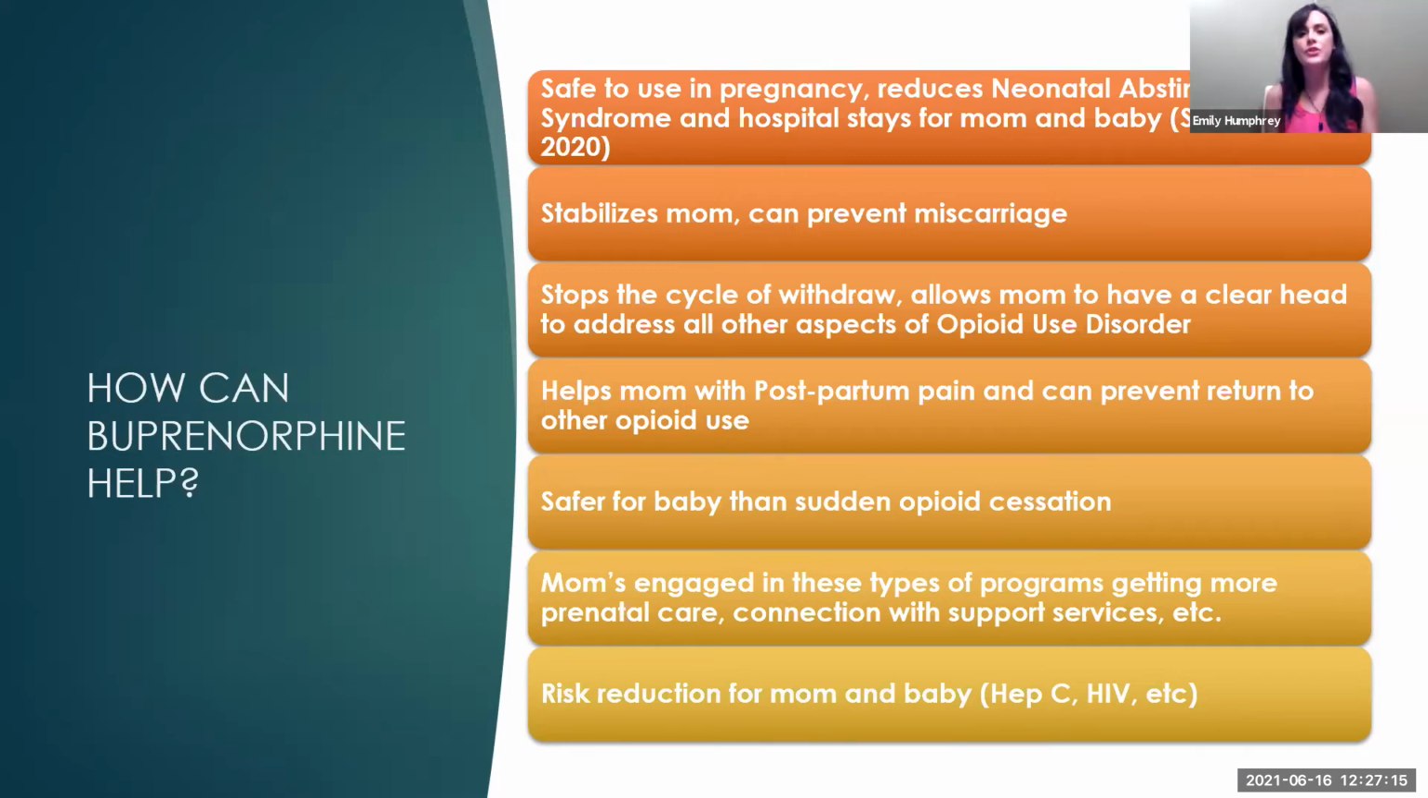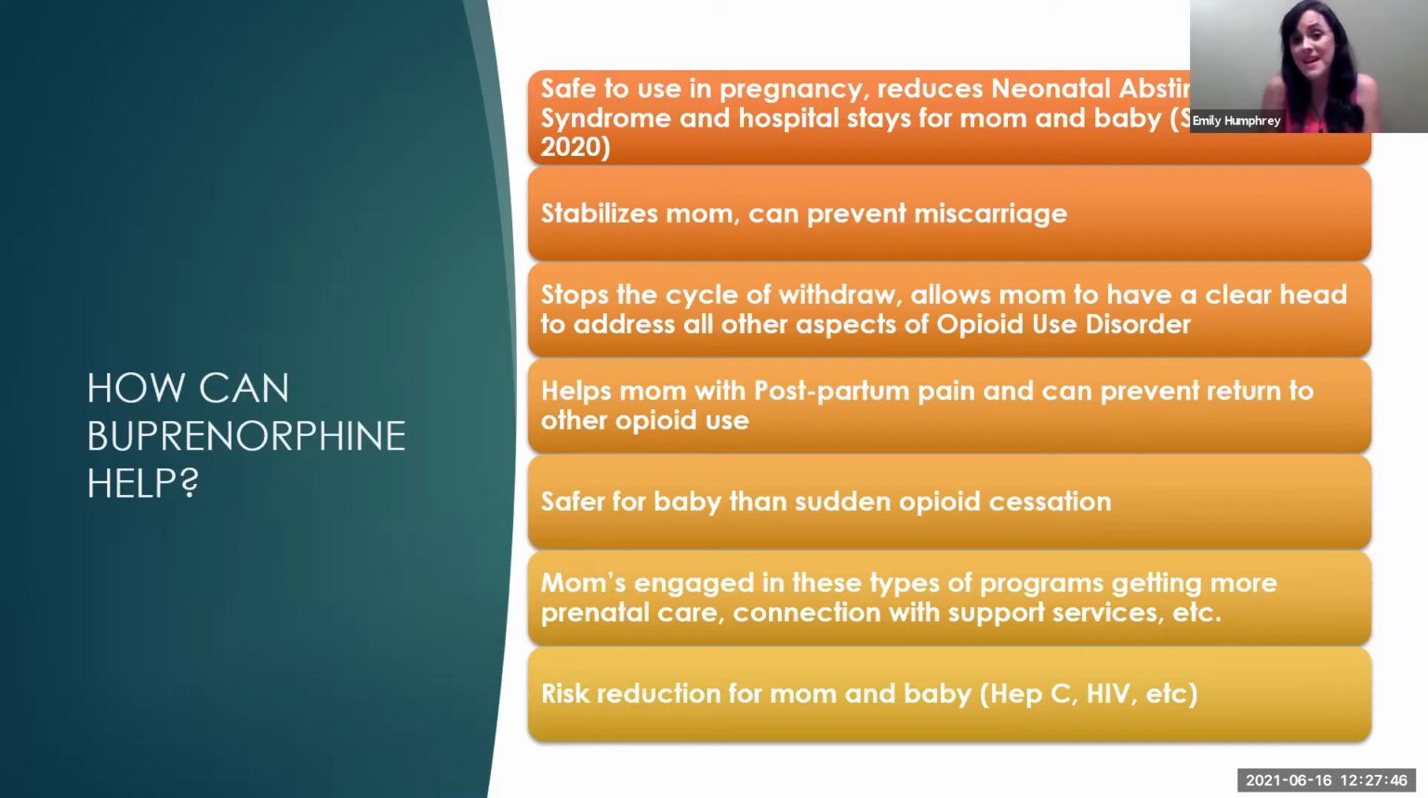which is huge. It helps mom with postpartum pain since it is still binding those same receptors, which can prevent her returning to other opioids. We've seen that, unfortunately, a few times in moms without buprenorphine, is they might have some postpartum pain and be prescribed some opioids. And unfortunately, then they return to use because they're postpartum and stressed and tired and overwhelmed, and suddenly they have access to opioids again. So it's helpful to help prevent that because postpartum, they'll have the bupe still going on.